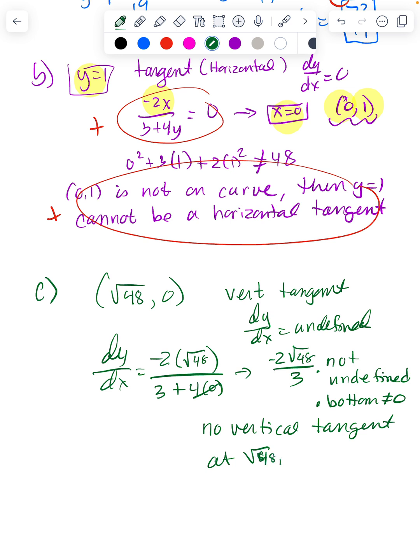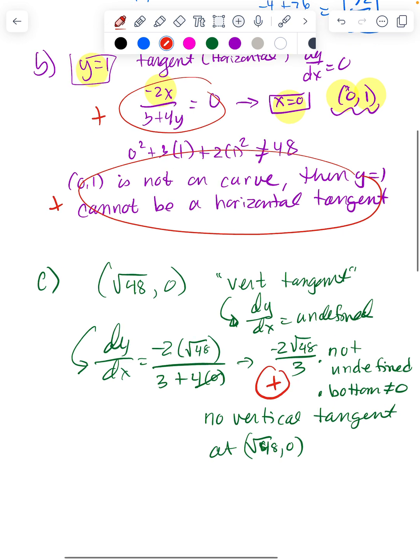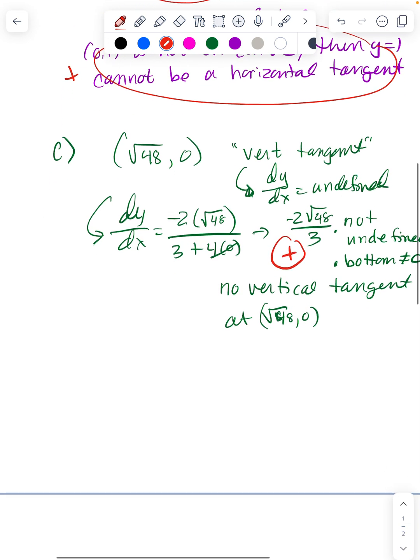Sorry, that should be root 48, 0. So vertical tangent, when they say that, you have to be like, oh, that means the derivative is undefined. And here's the derivative. And when I put those numbers in, it's not undefined. So since it's not undefined, I don't have a vertical tangent. And sadly, this one's only worth 1 point. It says you have to have your answer with your reasoning. So basically everything I have is going to earn me that 1 point, which feels like a ripoff.